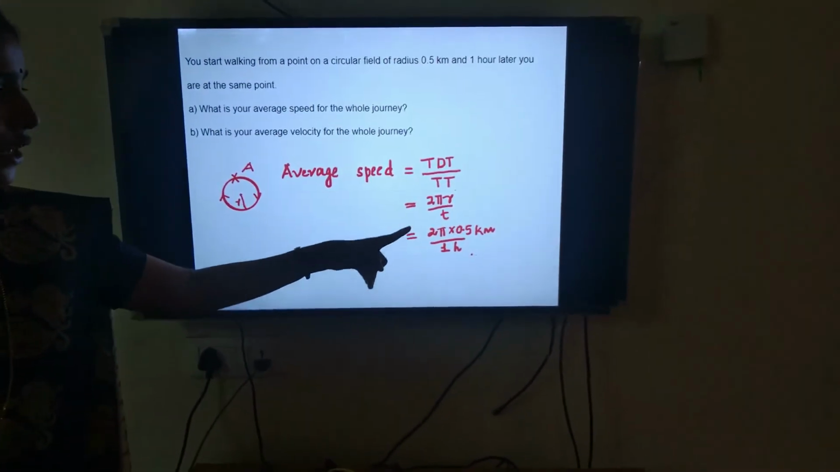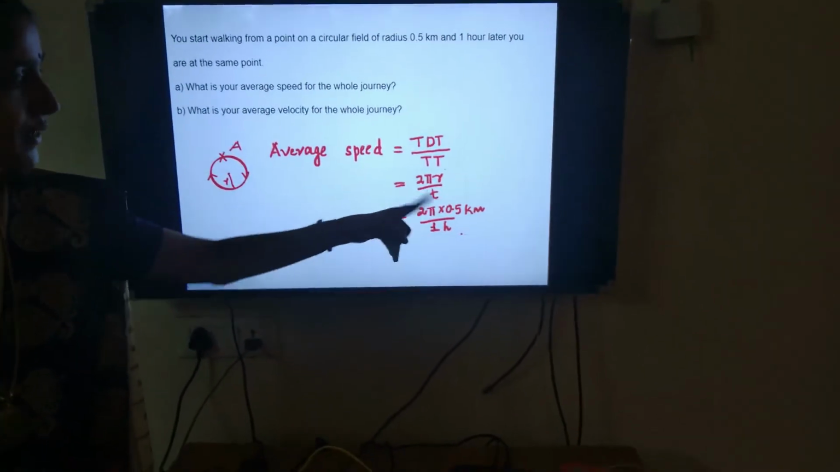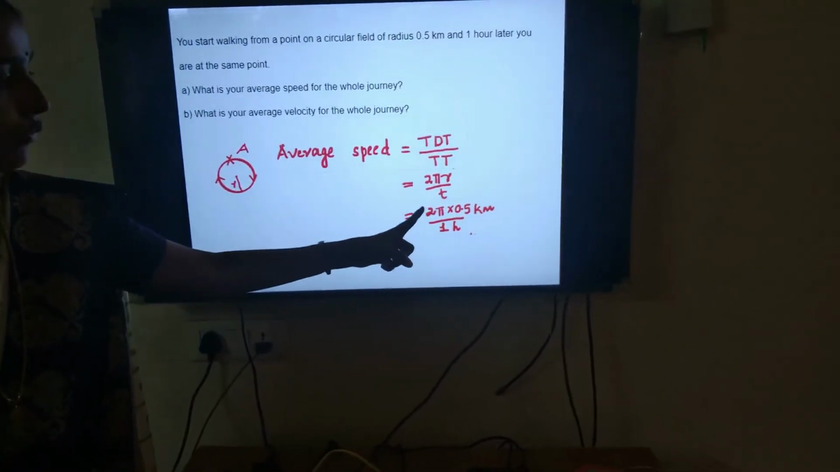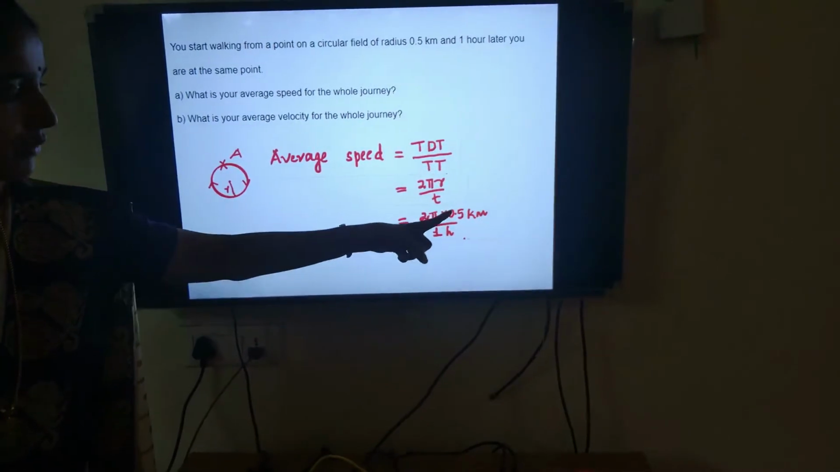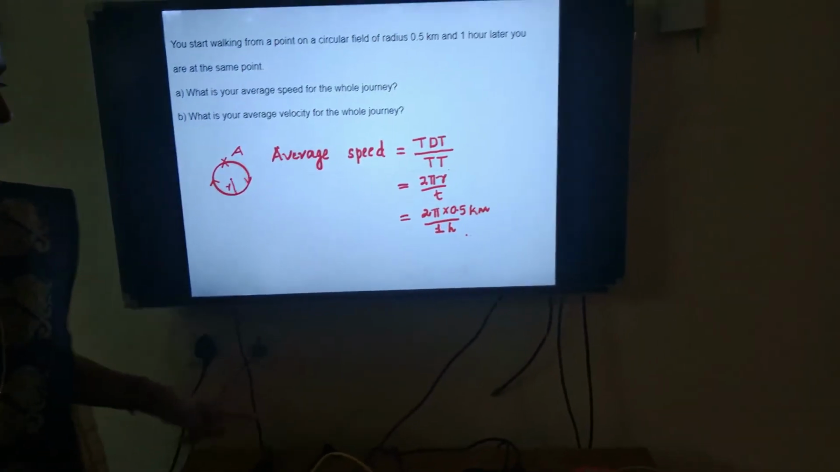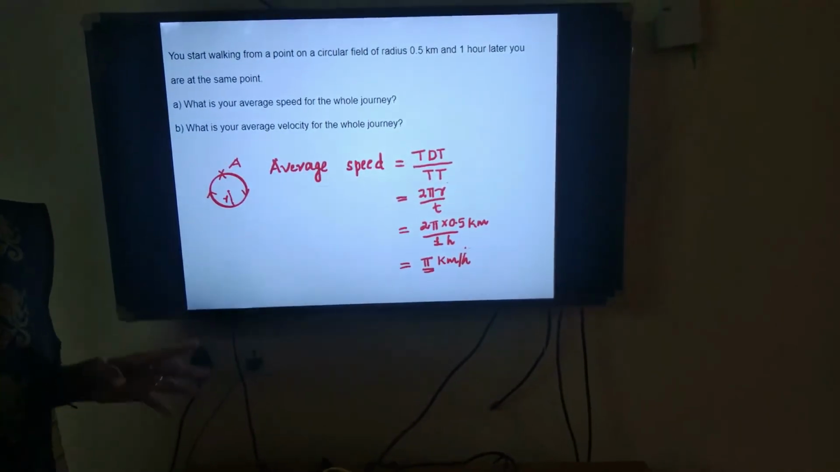So how does it come? 2 pi into 0.5. Kilometer is there because here the radius is given in kilometer. And time in 1 hour. What is 5 into 2? 10. But 0.5. So it becomes what? 1. So it becomes pi kilometer per hour. What is it? Average speed.